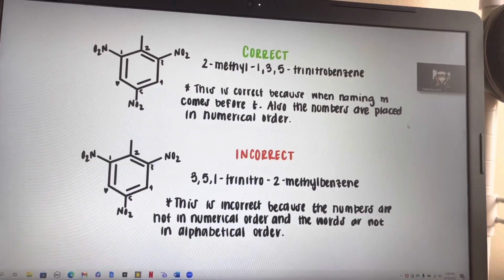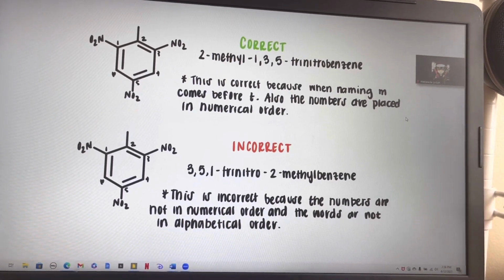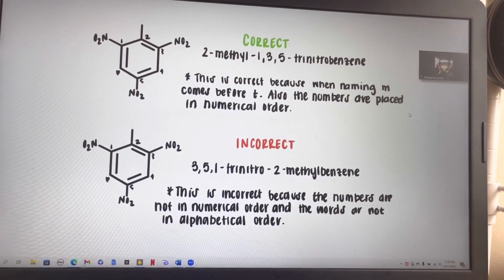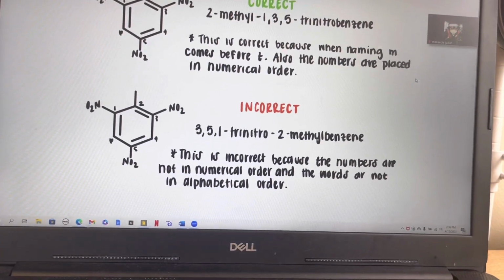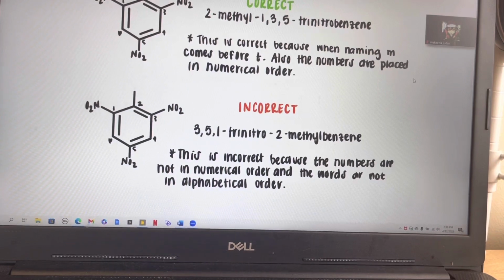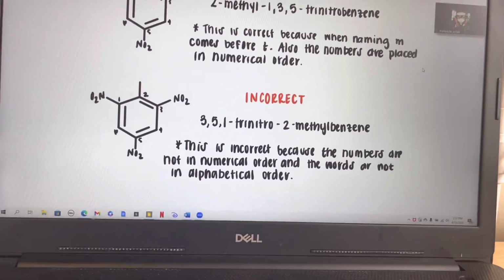So the first one is correct: 2-methyl-1,3,5-trinitrobenzene. This is correct because the naming comes before T, and the numbers are placed in numerical order. The second one is incorrect: 3,5,1-trinitro-2-methylbenzene. This is incorrect because the numbers are not in numerical order and the words are not in alphabetical order.